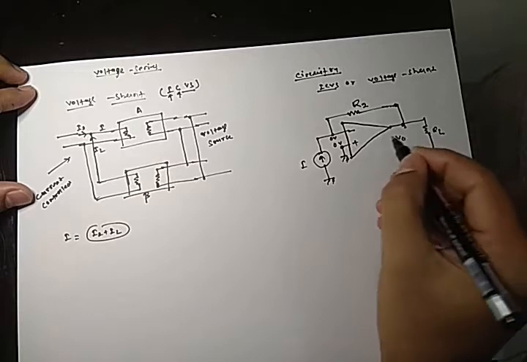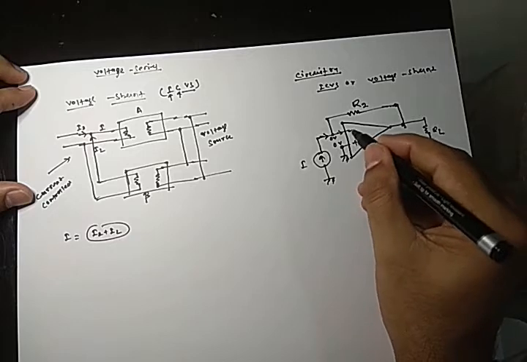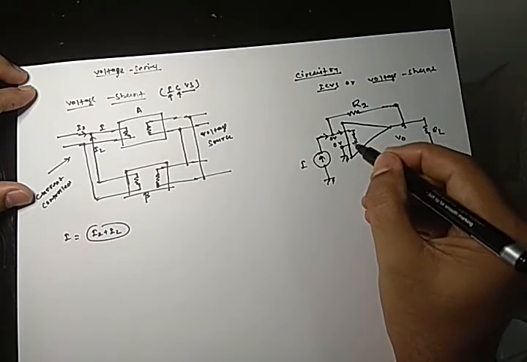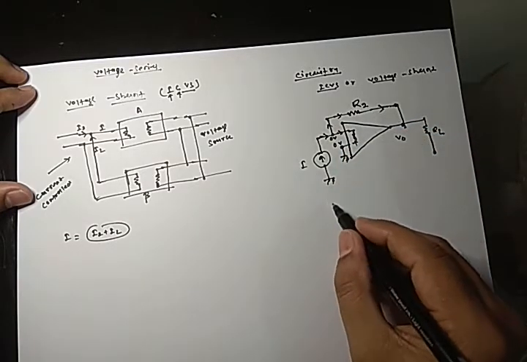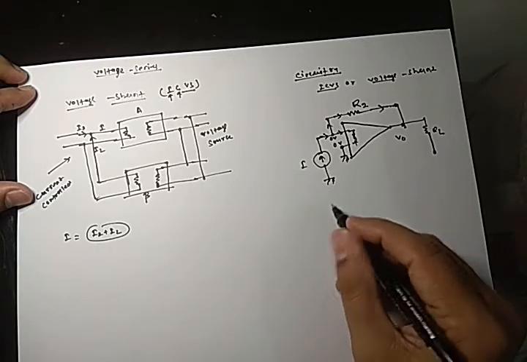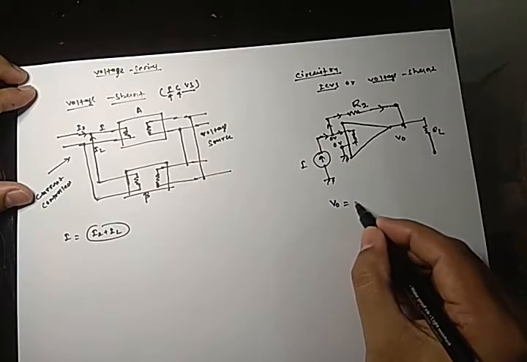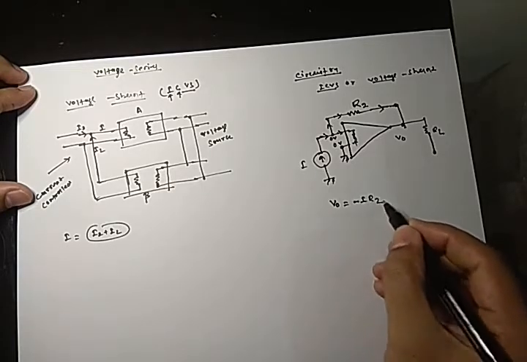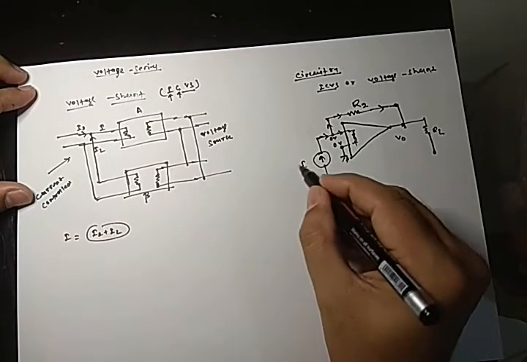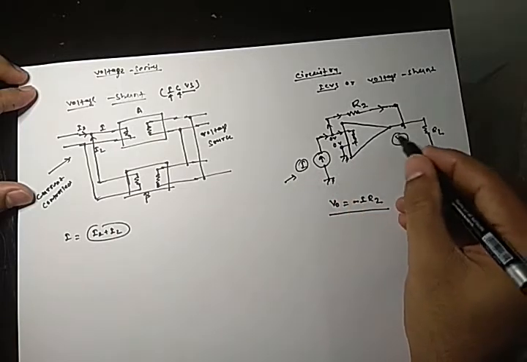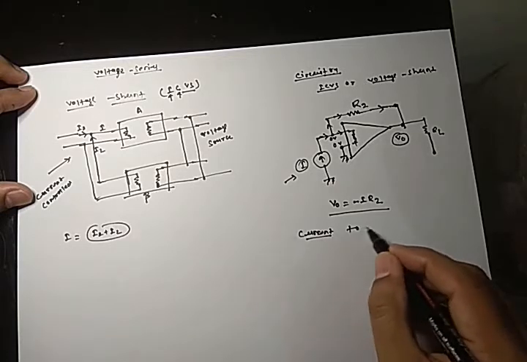Now if we need to calculate V naught, this I is not going to flow across the op-amp because this is a highly resistive path, so this I will flow through this path. So just applying normal KCL or KVL equation, V naught is nothing but minus IR2. So now this current got converted to voltage, so we can say this circuit is a current to voltage converter.